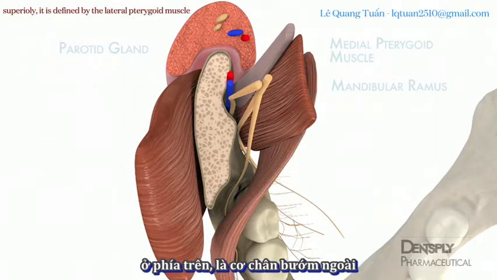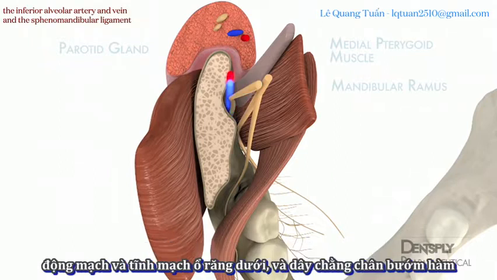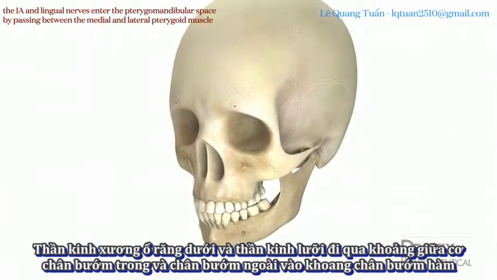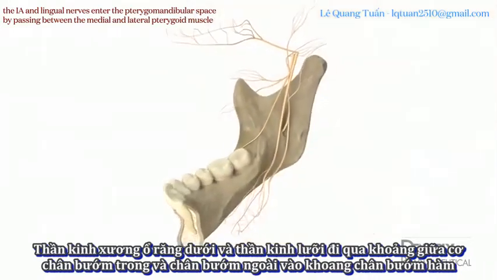Superiorly, it is defined by the lateral pterygoid muscle. Within the pterygomandibular space are the inferior alveolar and lingual nerves, the inferior alveolar artery and vein, and the sphenomandibular ligament. The inferior alveolar and lingual nerves enter the pterygomandibular space by passing between the medial and lateral pterygoid muscles.